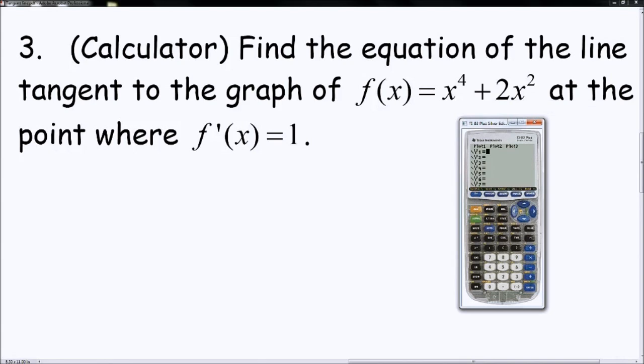So let's go to y equals. Let's go ahead and plug in our x. So we have x to the fourth plus 2x squared. And I'm going to scroll over to the left to where my line is highlighted, and I actually can change the line shape. In this case, I'm making it bold.